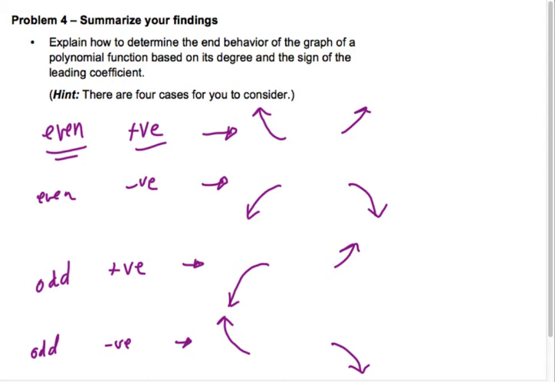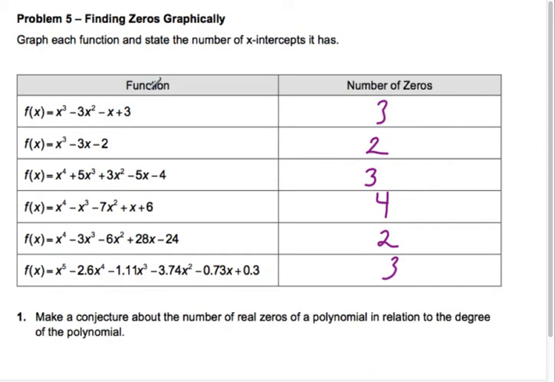Okay, the last part of this video will be looking at the zeros. You filled this out for problem 5. You graphed each of these and you're just counting the number of zeros. And we want to be able to make a conjecture, like a guess, about the number of zeros based on its degree. So we've got a degree 3 polynomial. It had 3 zeros. Another degree 3 polynomial had 2 zeros. This degree 4 polynomial had 3 zeros. This degree 4 polynomial had 4 zeros. This degree 4 polynomial had 2 zeros. And this degree 5 polynomial only ended up having 3 zeros.